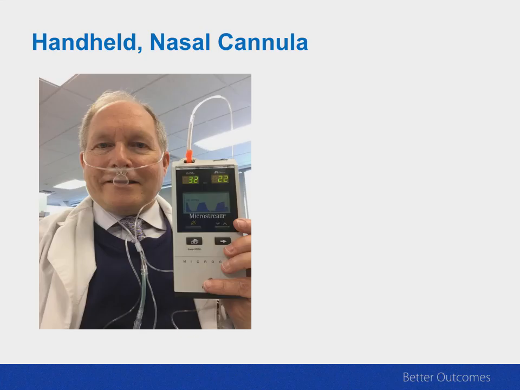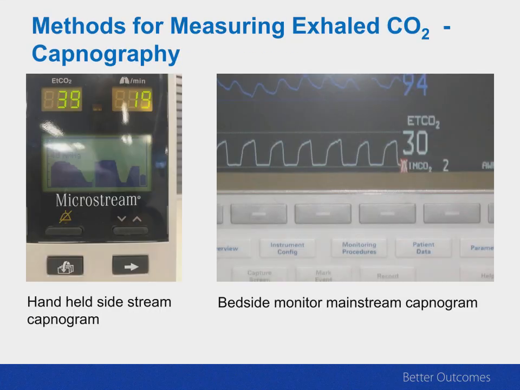Thank you. Got it. So again, the principle of going through capnography is really so easy and simple. We can do it really quickly. But what you see on the screen here, there's two things. One, on the left-hand side, you see a handheld device, and you can see the end tidal CO2 of 39 and the respiratory rate of 19. And then on the other side, you'll see a monitor that shows an end tidal of 30.